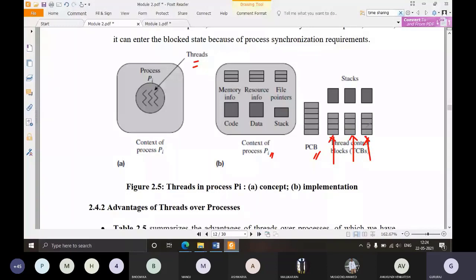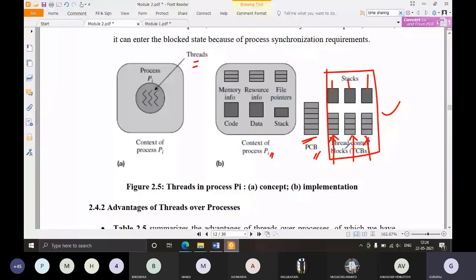What these TCBs will have is similar to the PCB: whatever information the PCB has, the TCB will also have the same fields. The PCB fields are there in the TCBs also. And there will be separate stacks for each TCB. This is the minor change between each thread. The remaining everything is the same. Only this is the difference, and this minor difference can be taken care of easily without much time.